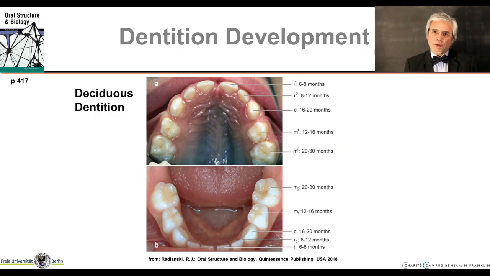Here a summary of the timing of the emergence of the deciduous teeth. More details and the tables with the data and variations can be found in my textbook on page 417.